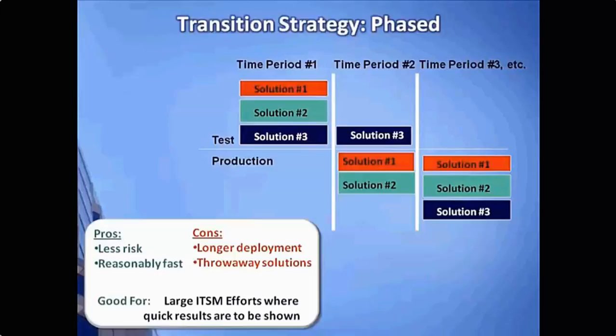The phased approach is a good choice for larger efforts where results need to be shown quickly. Essentially, this is a bit like that Big Bang approach, except our Big Bangs are really coming in small little pieces and parts. And again, the con to this approach is that the phasing will take more time.